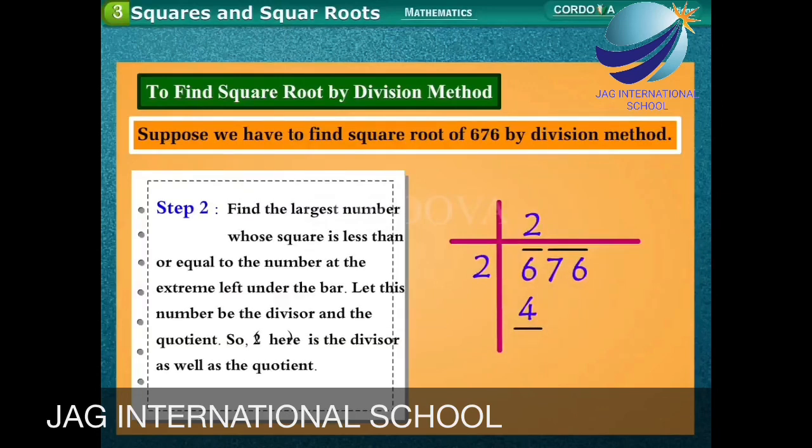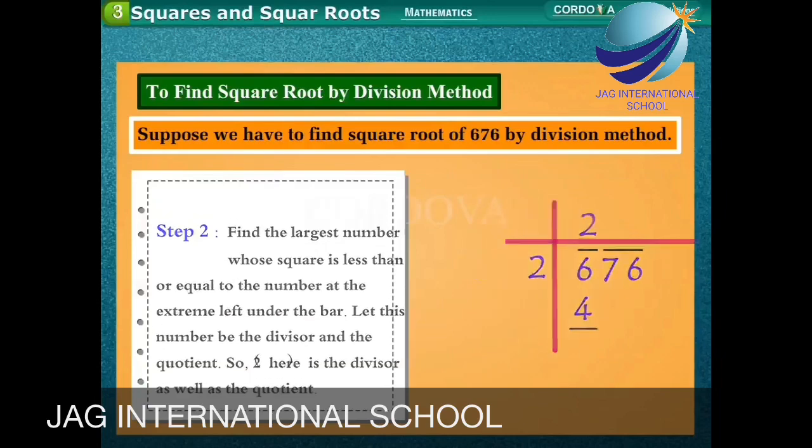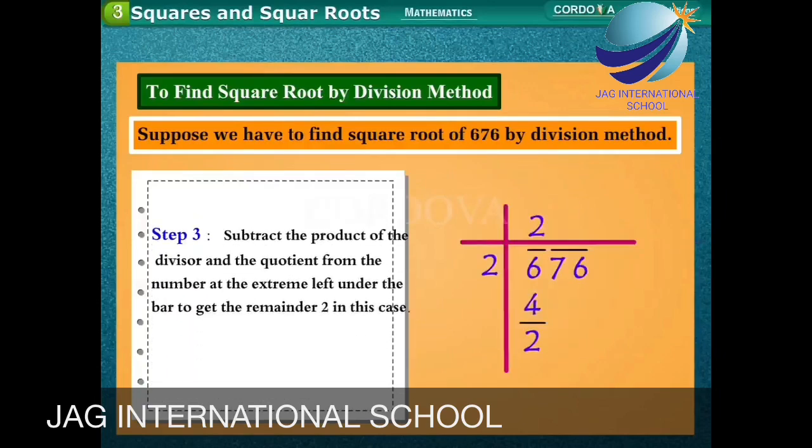Step 2. Find the largest number whose square is less than or equal to the number at the extreme left under the bar. Let this number be the divisor and the quotient. So, 2 here is the divisor as well as the quotient. Step 3. Subtract the product of the divisor and the quotient from the number at the extreme left under the bar to get the remainder, 2 in this case.